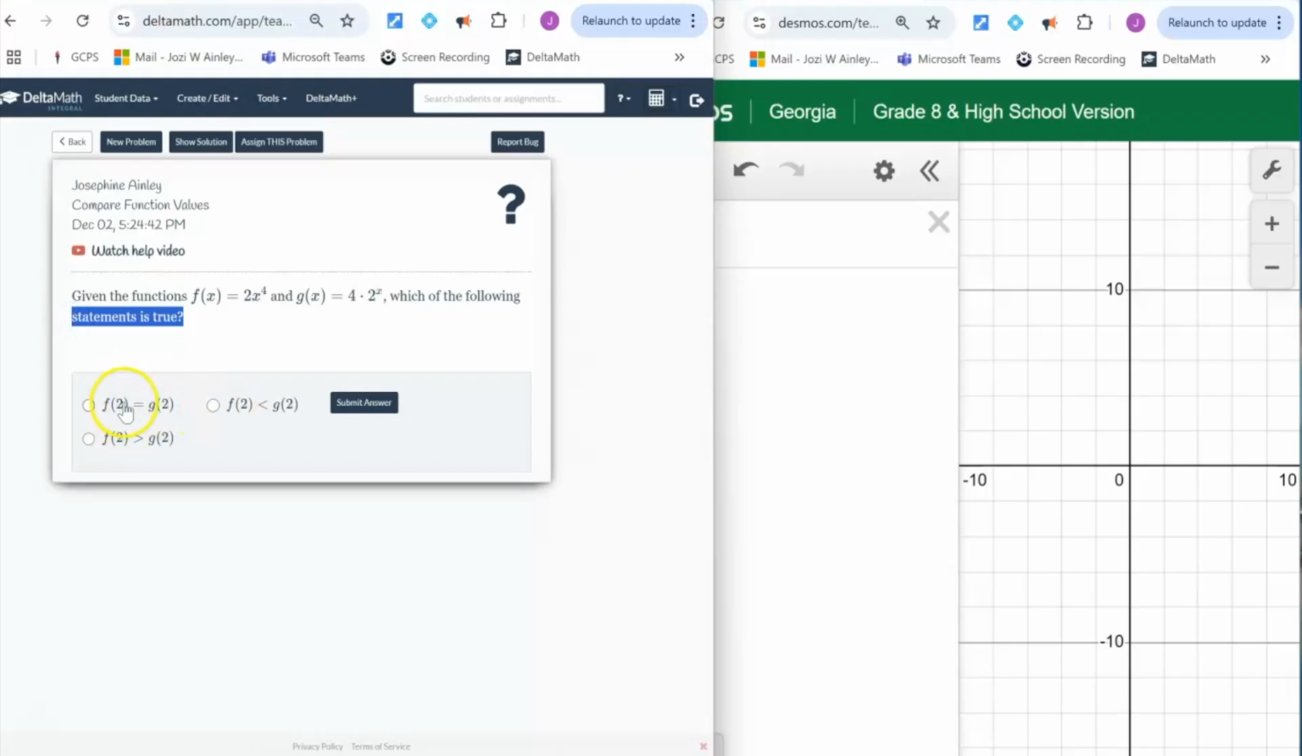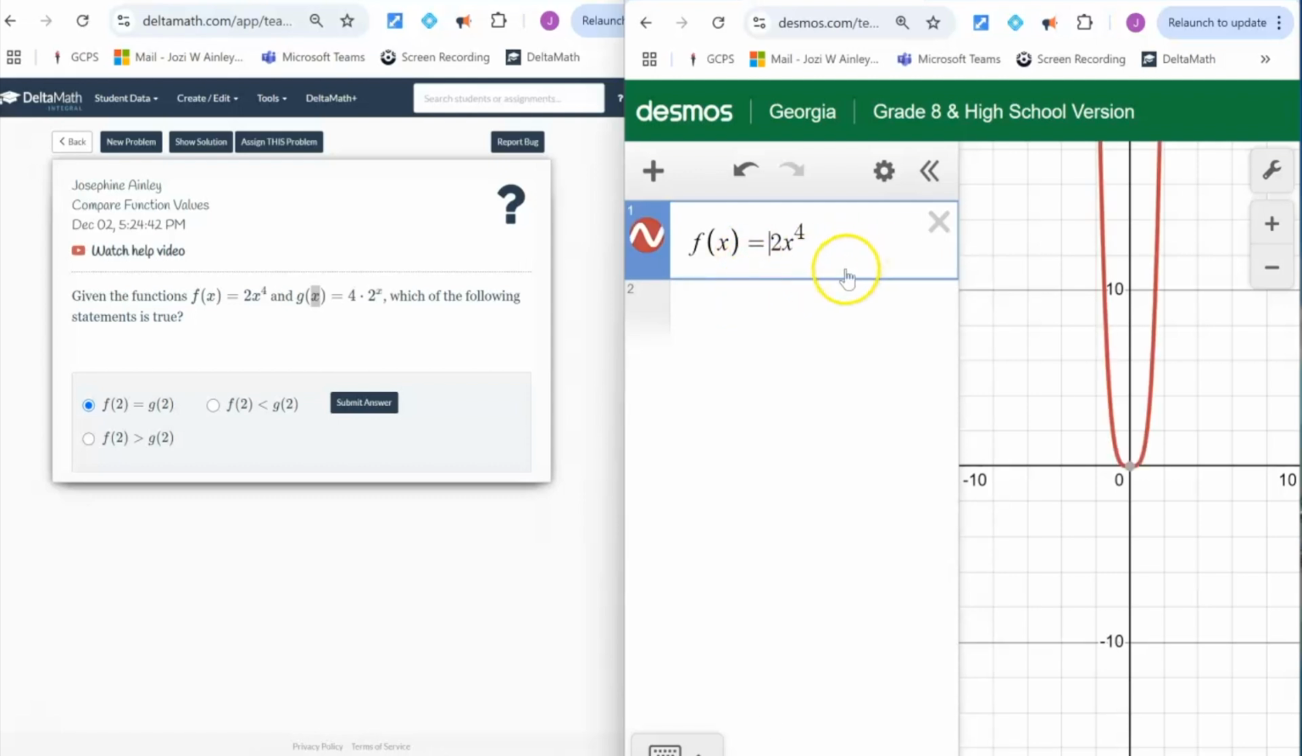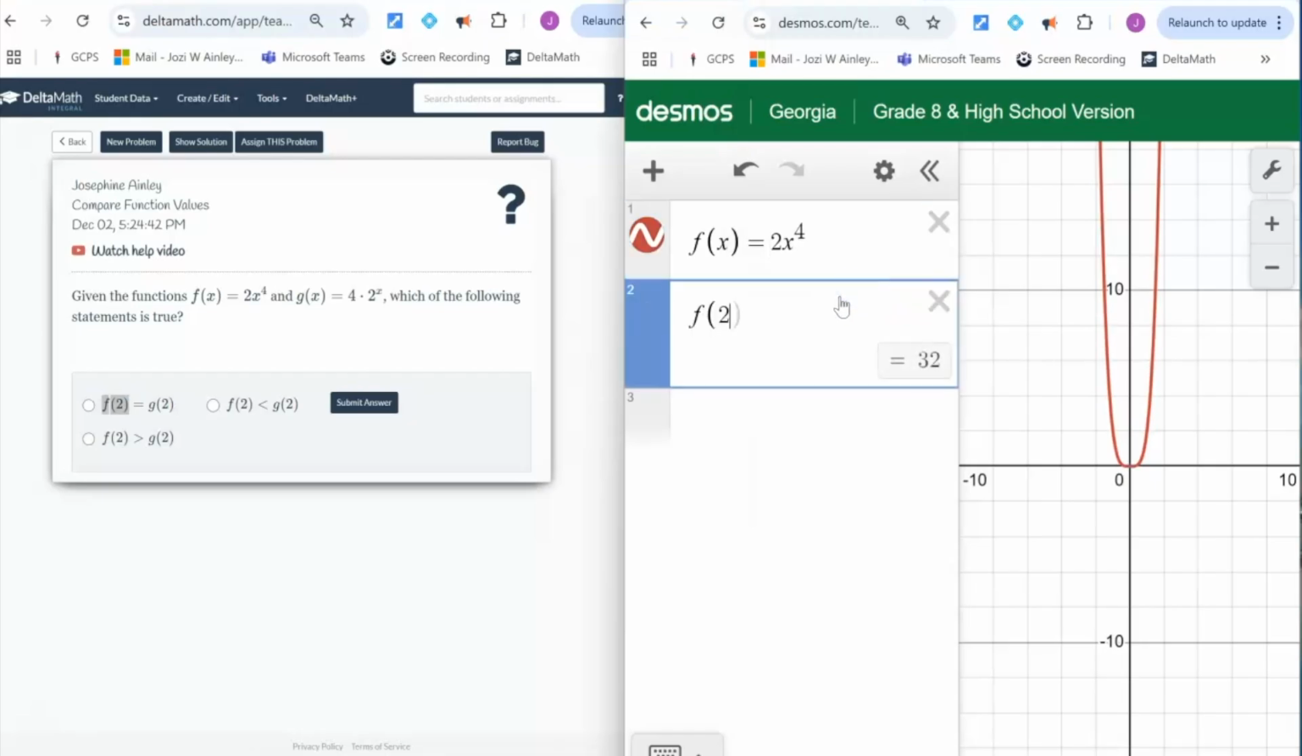So we're evaluating it for what? In the answer choices, what number do you see? 2. So everywhere I see x on f, I put in 2, and when I see x on g, I put in 2. Now, you could do that manually, or you could just type it in. We've talked about how we can type in f of x, literally typing whatever it says: x to the power of 4, using shift 6. So f of x is equal to that. Then I want to know what f of 2 is, so I literally type in f of 2. Well, it's 32.